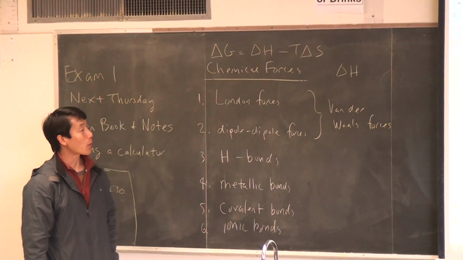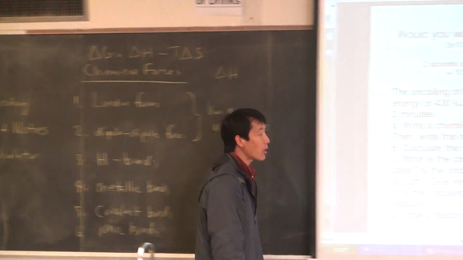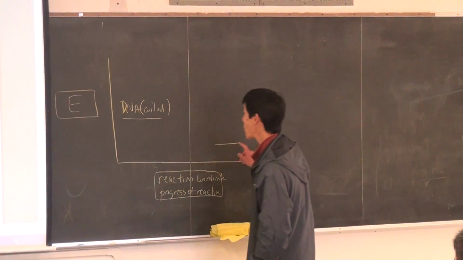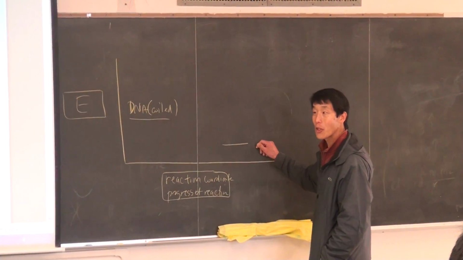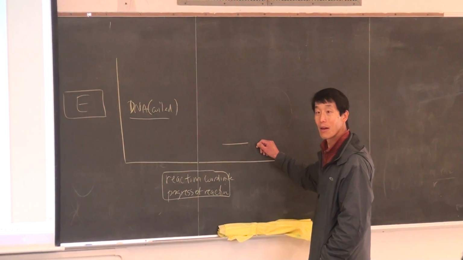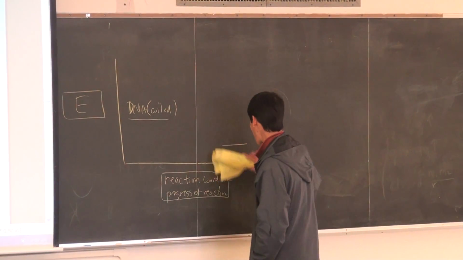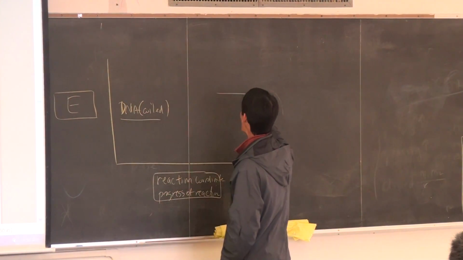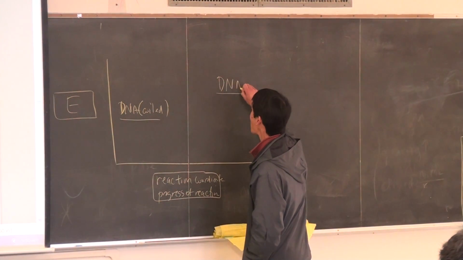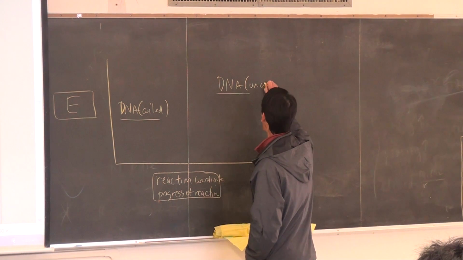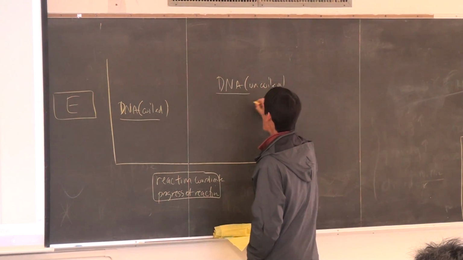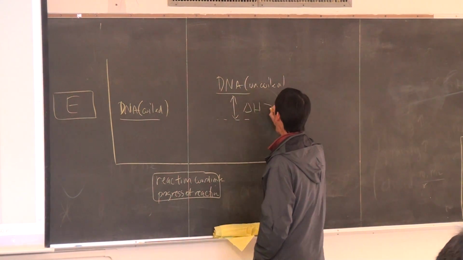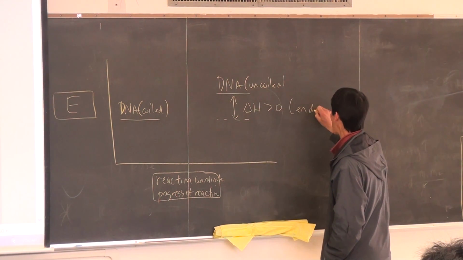Yeah, so if delta H is greater than 0, that means that the energy of the products is going to be higher or lower than the energy of the reactants? It should be higher. Okay, so this is endothermic. So DNA uncoiled. Note that in this case, this energy difference, delta H, is greater than 0, which means that we have an endothermic reaction.